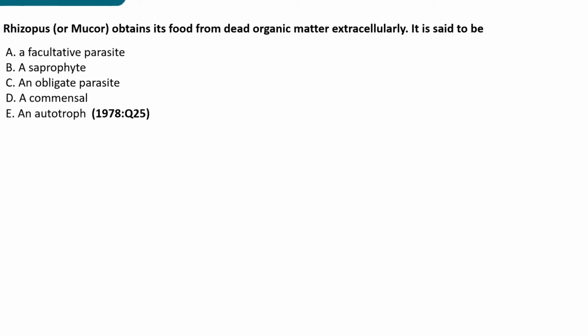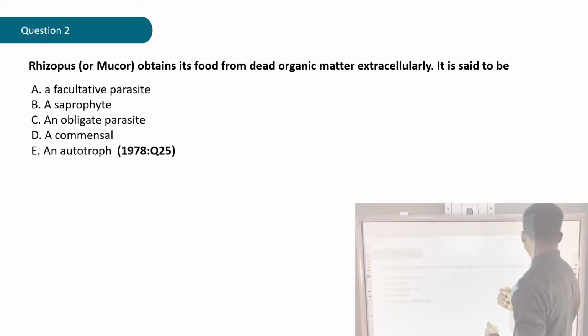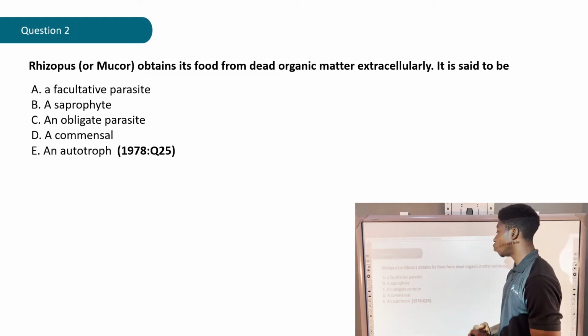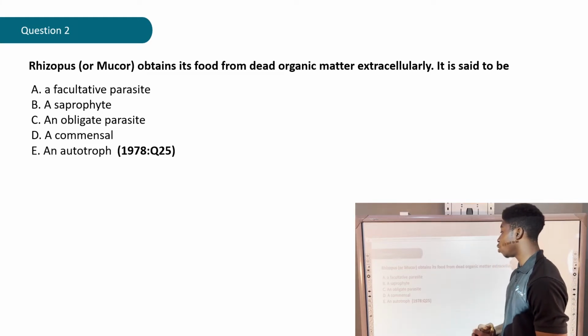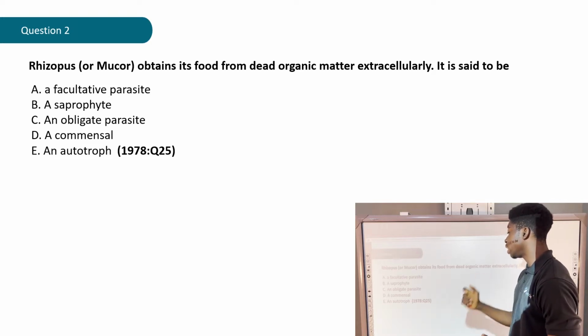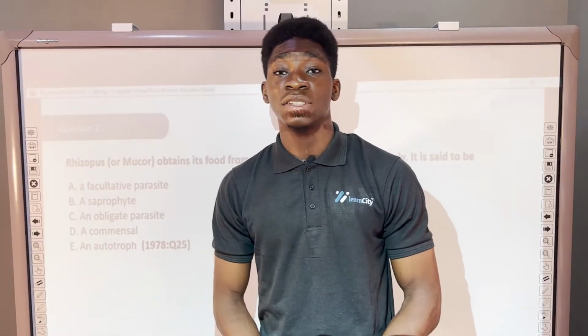Question 2. Rhizopus, or mucor, obtains its food from dead organic matter extracellularly. It is said to be A. a facultative parasite, B. a saprophyte, C. an obligate parasite, D. a commensal, E. an autotroph. That question is gotten from the year 1978, question 25. Let's give it a try.